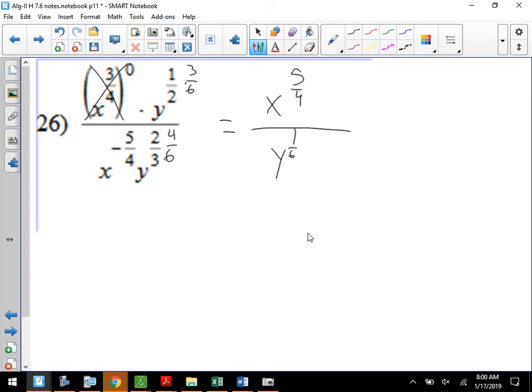No. Well, think of it this way. How many more 6 do you need? Right. So now you need 5/6 more, top and bottom, because this is just 1, to get you x to the 5/4, y to the 5/6 over 1.